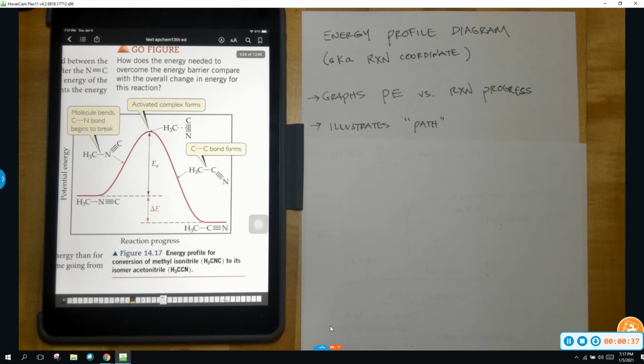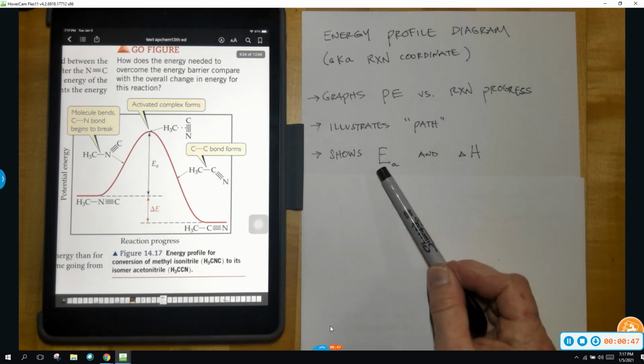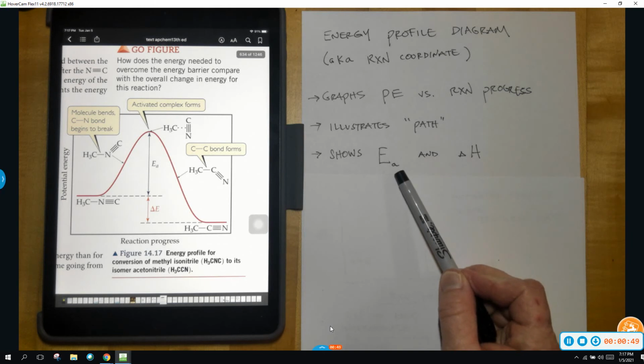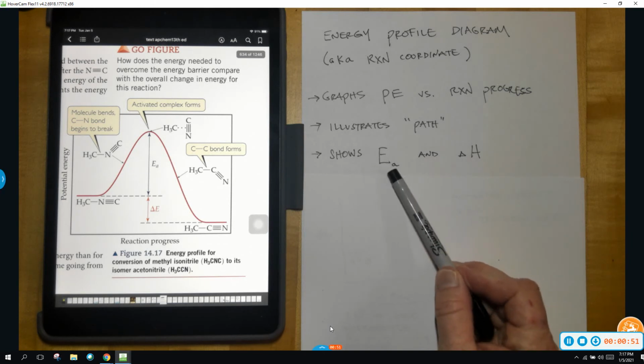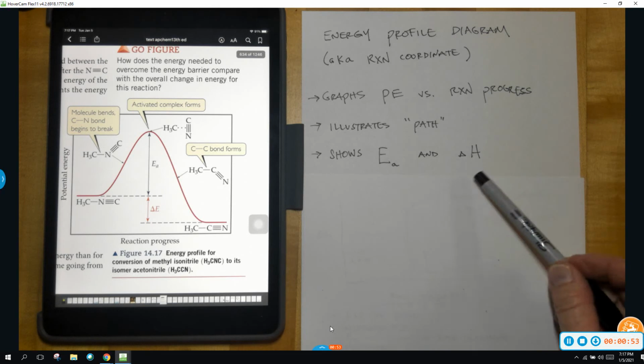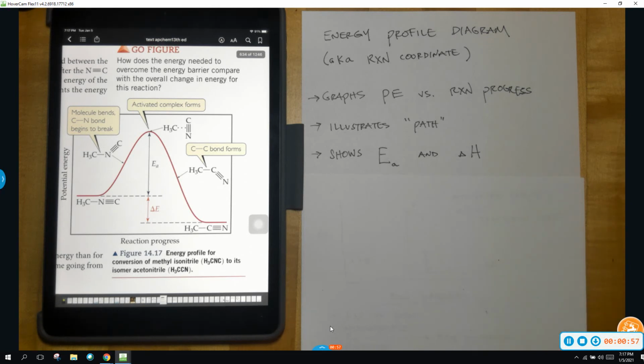It illustrates the path that a reaction takes, and it shows the amount of energy it takes to activate the chemical reaction. This has a fancy name. It's called the energy of activation, E sub A, energy of activation. And it shows the enthalpy, or the heat or the energy that's either released or taken in during a chemical reaction. So it'll show you whether it's endo or exothermic.